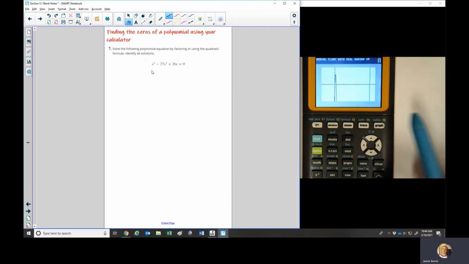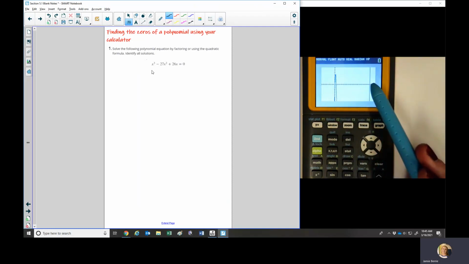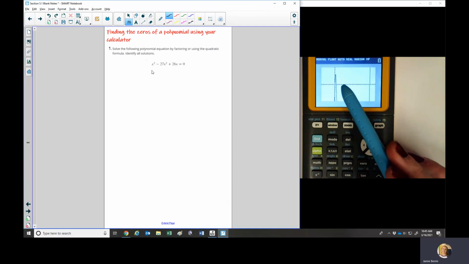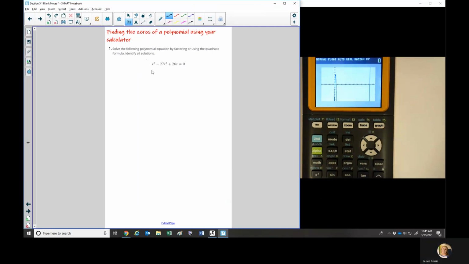And here comes my third one. There we go. Right, so there are my 3 solutions. It's where the graph crosses the y-axis, or excuse me, the x-axis. So to find these spots, you can use your calc function in your calculator. You can see it right there.